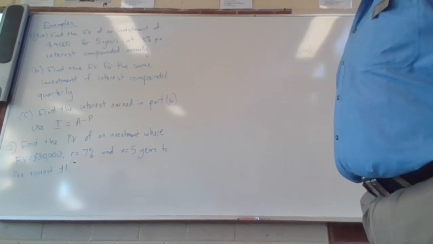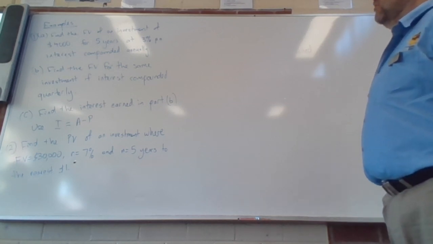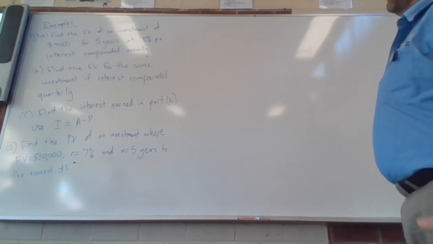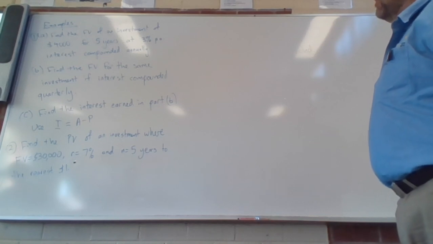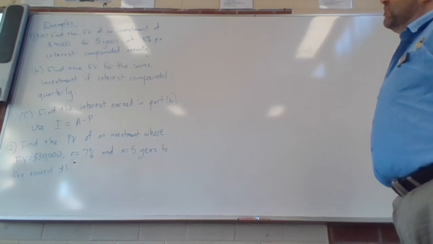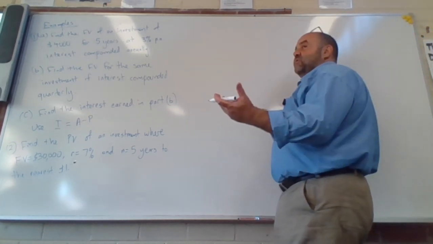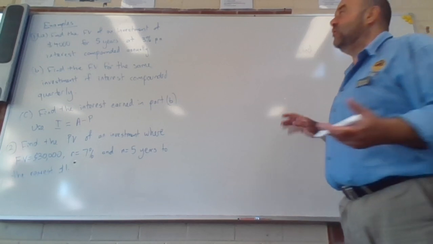Righto, so we're looking at these two examples. Example one is broken up into different parts. We're asked to find the future value of an investment of $4,000 for 5 years at 3% with interest compounded annually. Okay, so it's a straight up question asking us to use a future value formula.